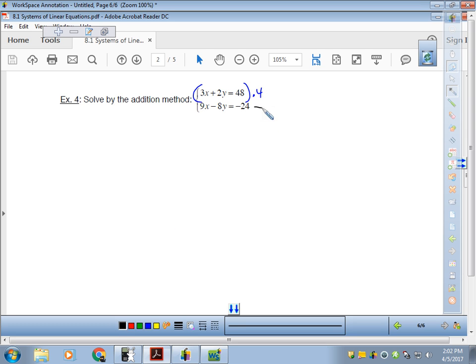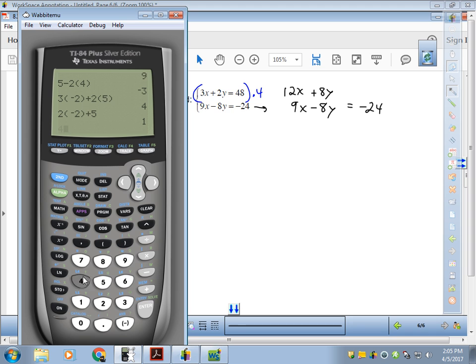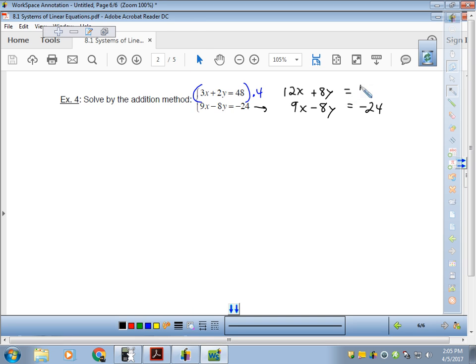So I'm going to just rewrite the bottom equation, 9x minus 8y equals negative 24. But on the top equation, I'm going to multiply it by 4. So 3x times 4 is 12x. 2y times 4 is 8y. And 48 times 4, I don't know that, so I'm going to do that really quickly over here. 48 times 4 is 192. Now, if I was to add these things, this 8y and this negative 8y would cancel each other out.